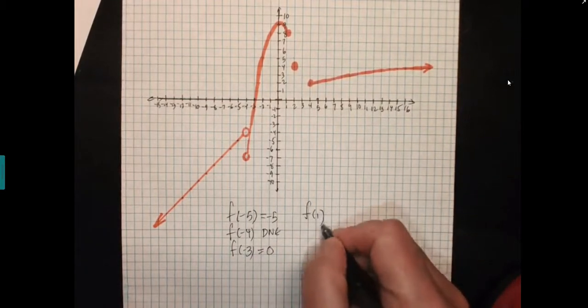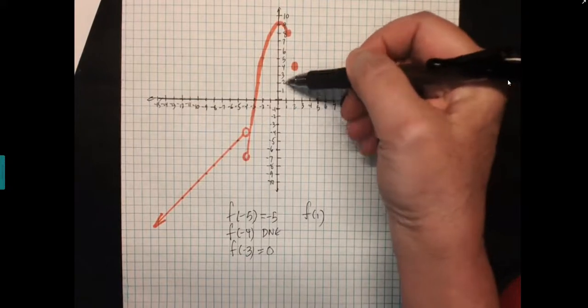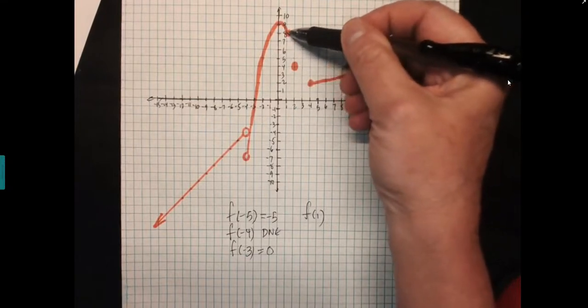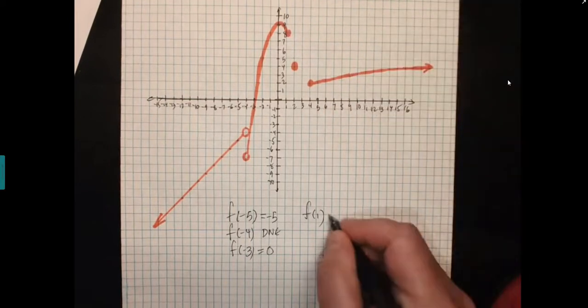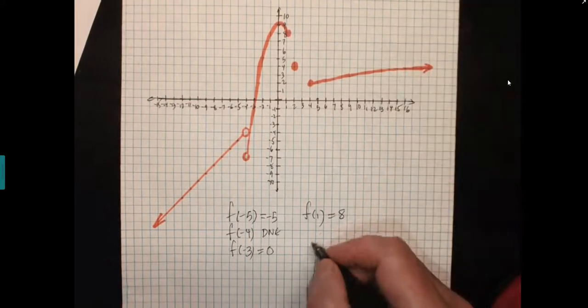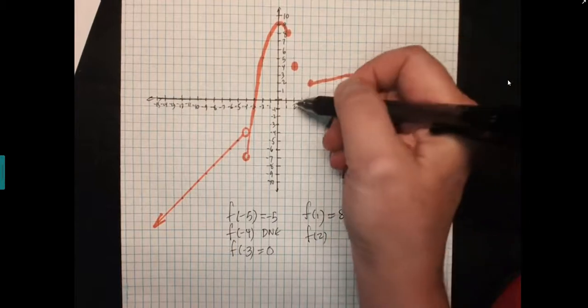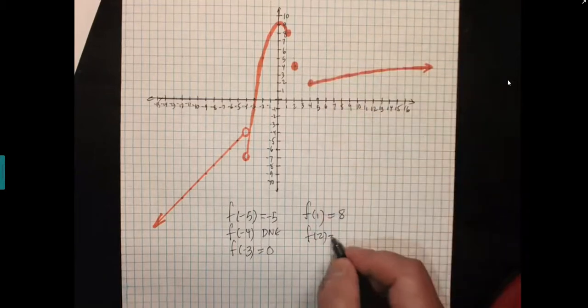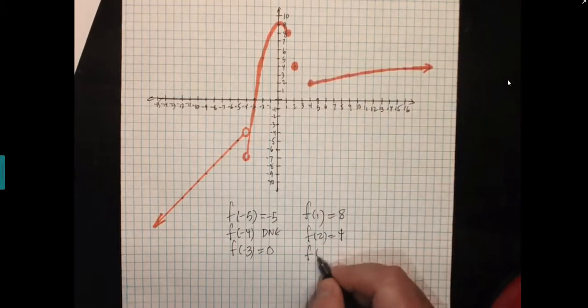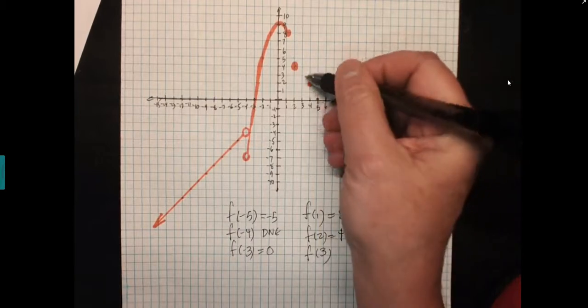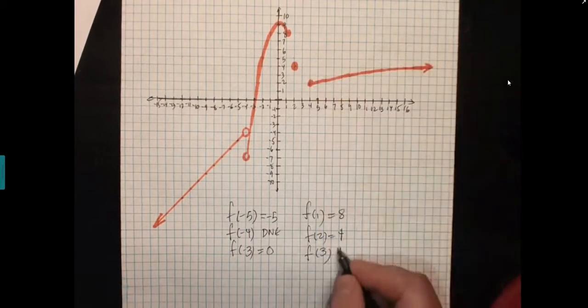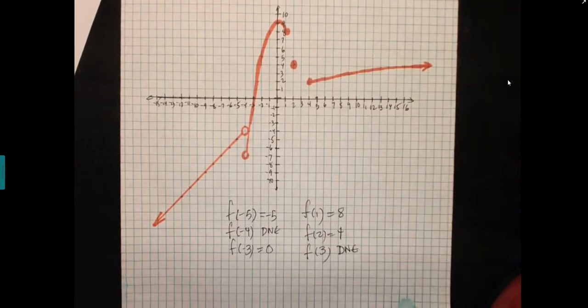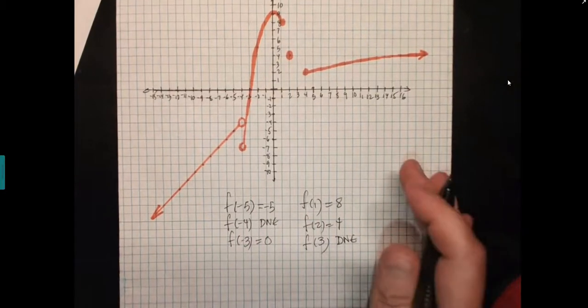What about f evaluated at 1? Here's x equals 1. The y coordinate of that point is f of 1. So f of 1 is equal to 8. What about f evaluated at 2? Here's x equals 2. The y coordinate is f of 2. So f of 2 is equal to 4. What about f of 3? Well, there is no point with x coordinate 3. So that does not exist. 3 is not in the domain.